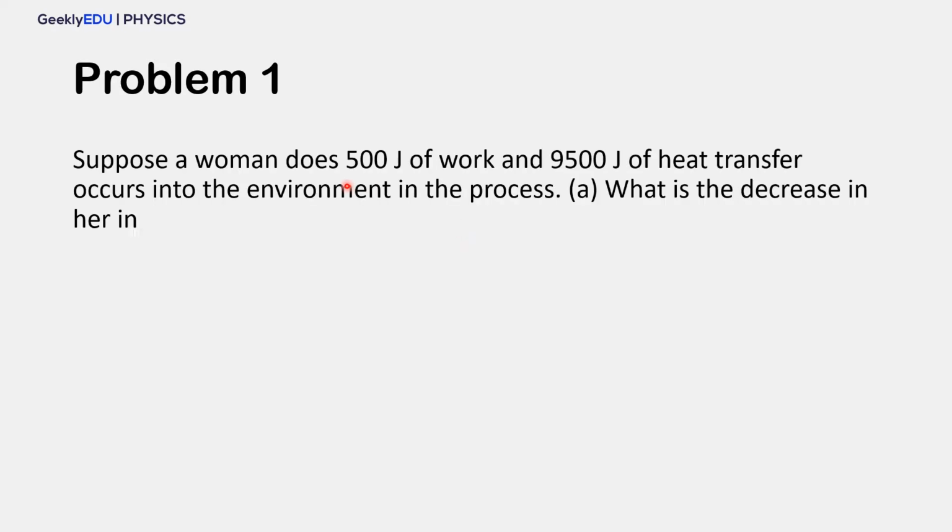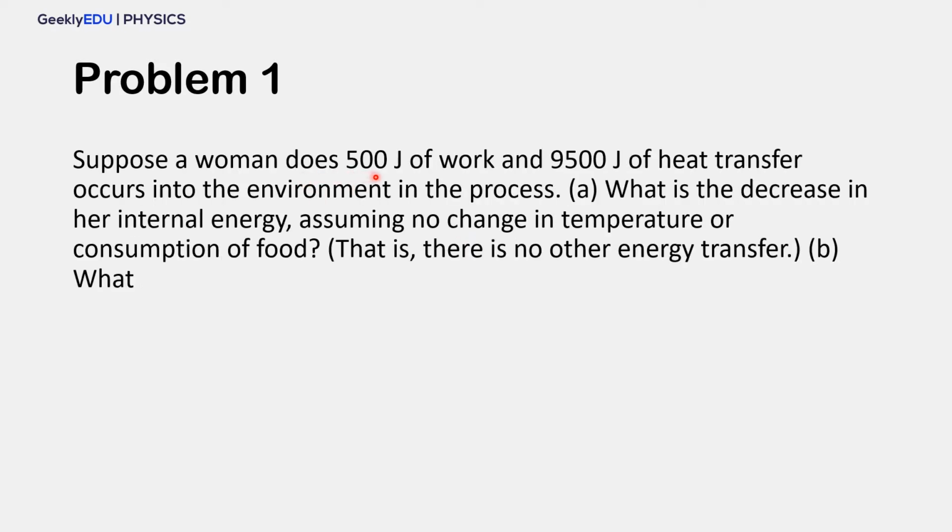Alright, so for problem number 1, suppose a woman does 500 joules of work and 9,500 joules of heat transfer occurs into the environment in the process. So what is the decrease in her internal energy, assuming no change in temperature or consumption of food? That is, there's no other energy transfer, okay? And also, what is her efficiency?